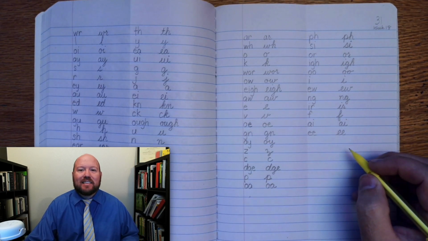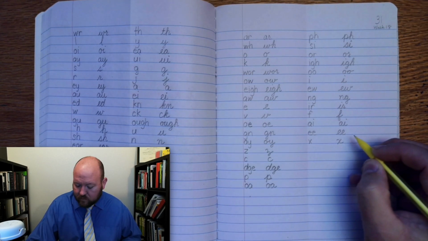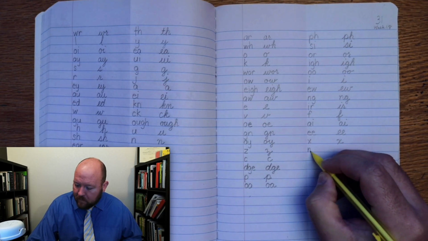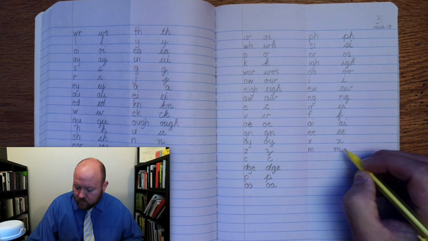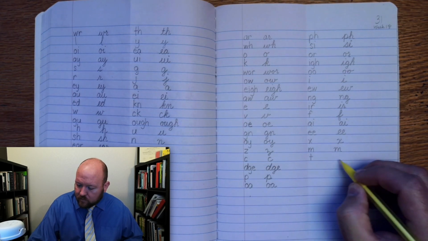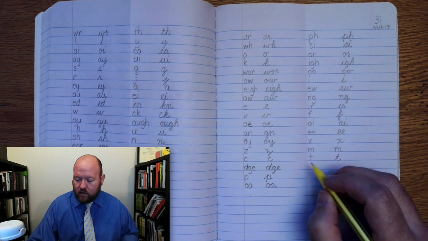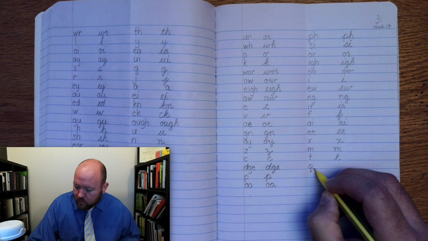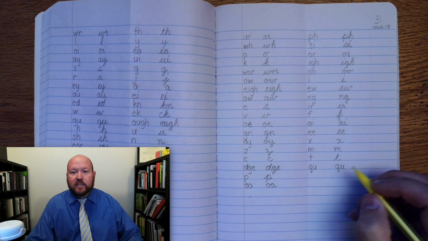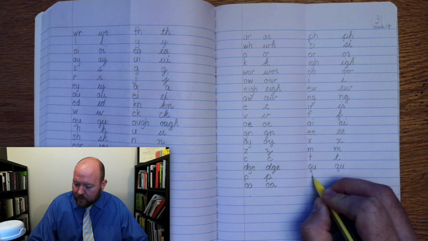Next one. Next one. Mm. Mm. Next one. T. T. Next one. Qua. Qua. And the last one. E-I-I. E-I-I.